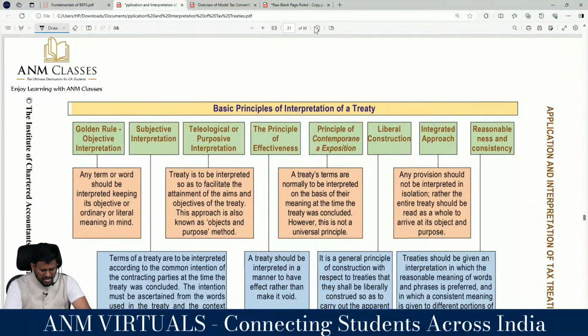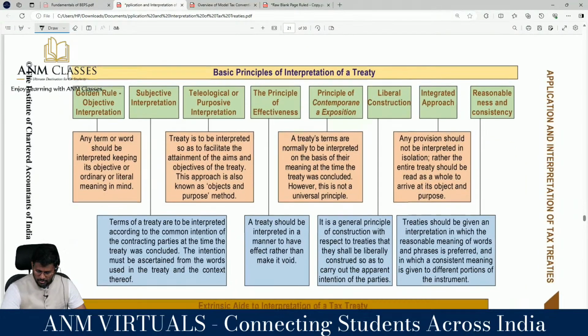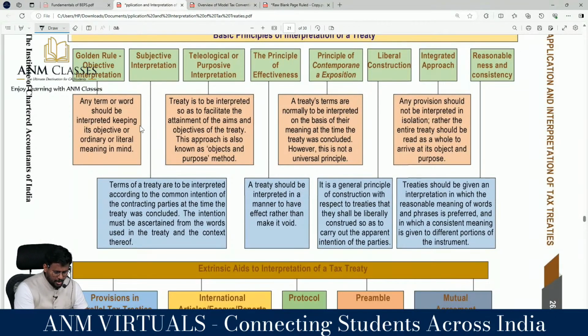Basic principle of interpretation of treaty. This is what you have to carry for the examination. Golden rule, objective interpretation. Any term or word should be interpreted keeping its objective or ordinary or literal meaning in mind.